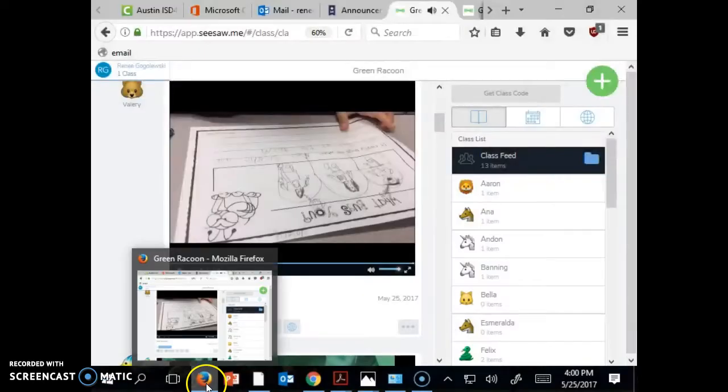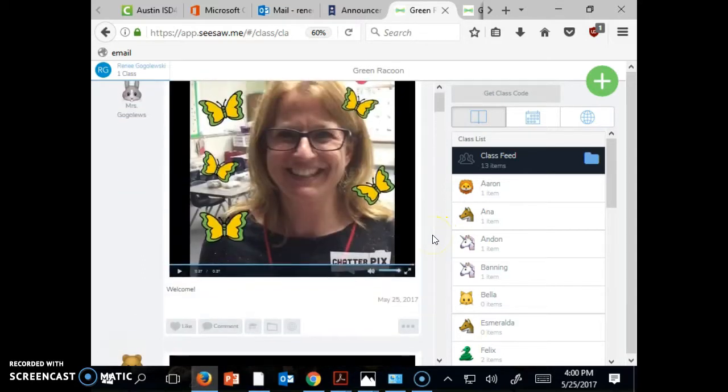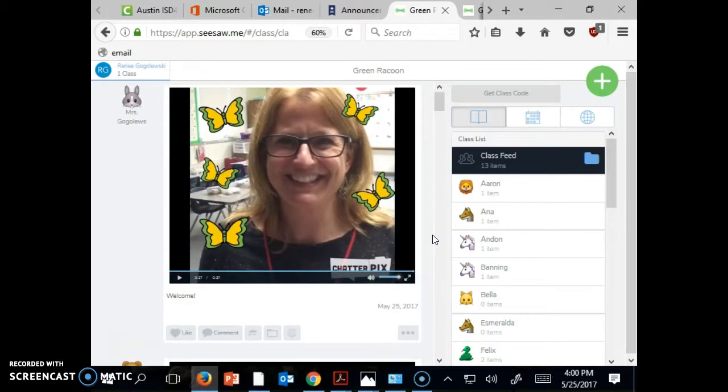So thank you for looking at my Chatterpix and Seesaw. In my paper I will clearly explain how to set these systems up for you in your classroom. They really are a very fun way to present information.